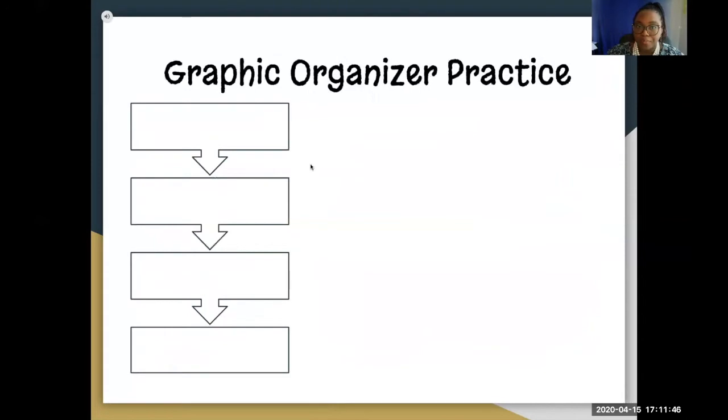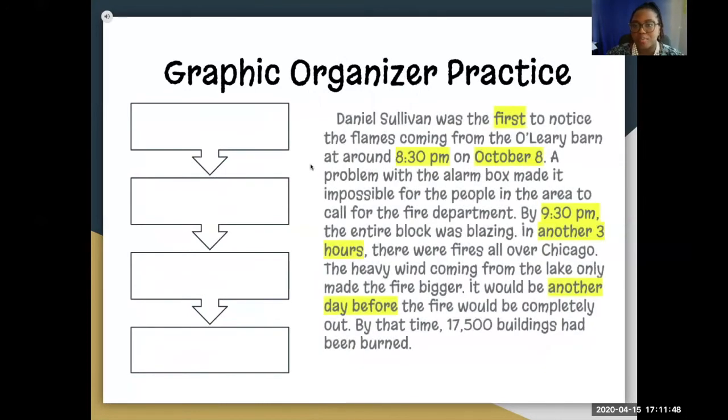So now we're going to get some graphic organizer practice. As you guys see, we have our flow chart on the left and we have our passage on the right. And so now it's your job to draw out your graphic organizer and place the events into the graphic organizer. I'm not gonna do this one with you, but I am gonna give you guys 30 seconds before I move on to the next passage. Don't forget, you can pause.